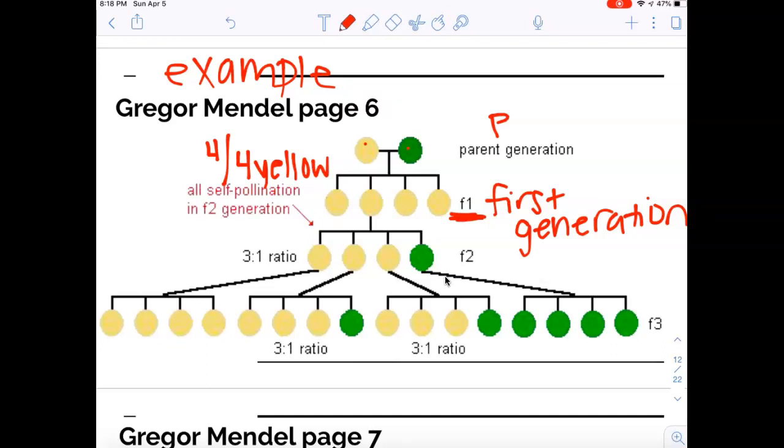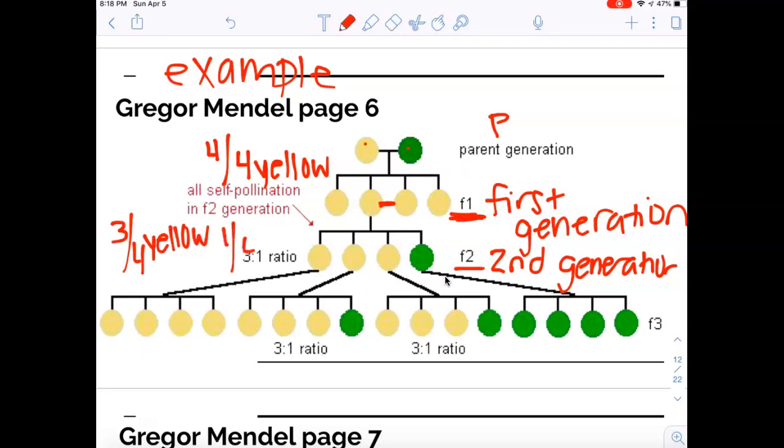Let's see this again. They crossed these 2, and in F2, or the second generation, we had 3/4 yellow and 1/4 green. They repeated that step again, and we again notice this 3/4, 1/4 ratio.